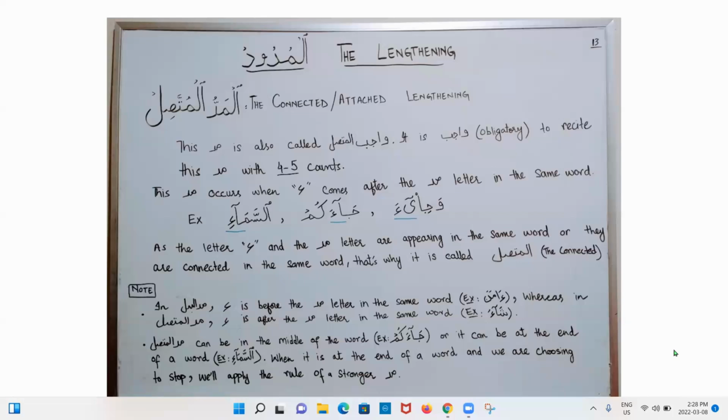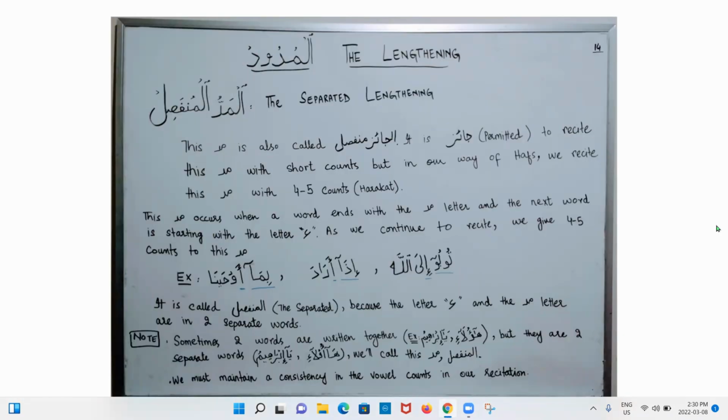So Maddul Muttasil or Maddul Wajib Muttasil occurs when letter Hamza comes after the mad letter within the same word, and we recite Maddul Muttasil by giving 4 to 5 counts. The next mad is called Maddul Munfasil, the separated lengthening. This mad also falls under Maddul Far'i or the secondary lengthening, and this mad is caused by the letter Hamza that appears after the mad letter in the next word, and that's the reason that this is called Maddul Munfasil or the separated lengthening, because Hamza and mad letter are in 2 separate words.